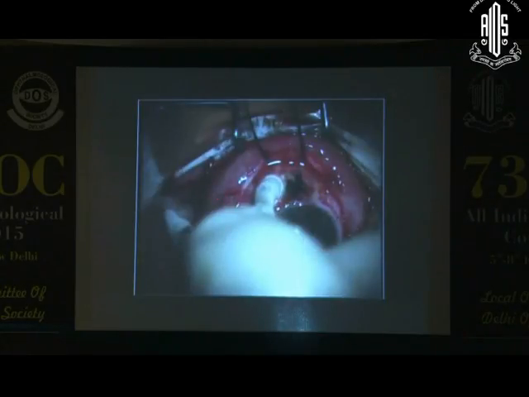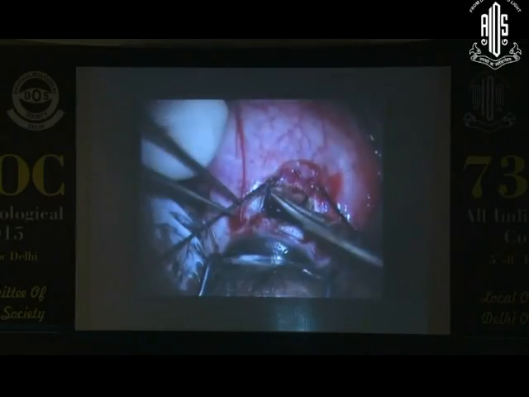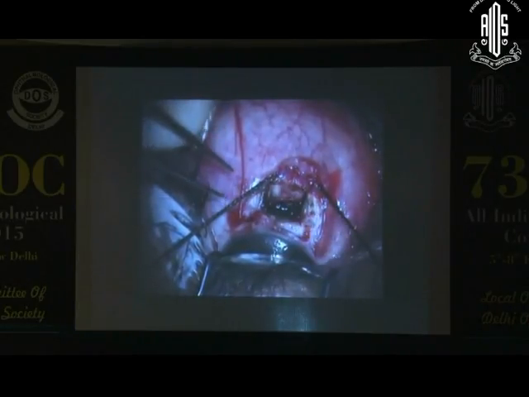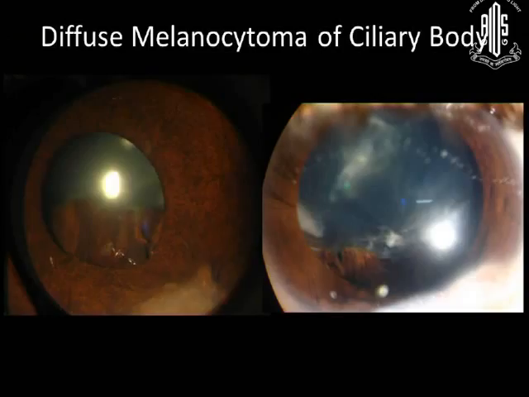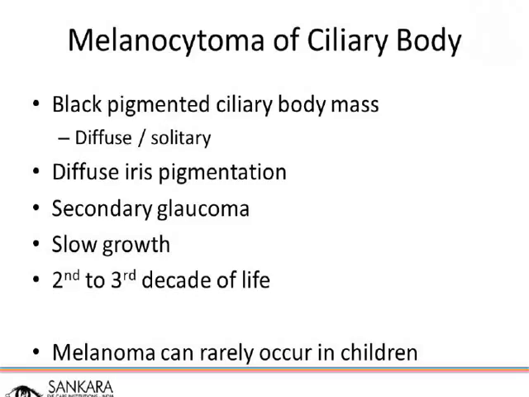And then subsequently, usually melanocytomas can be resected, but this was extending for more than 6 to 7 clock hours. So we did brachytherapy, and this is the regression of the tumor after brachytherapy. Usually it's not been described as a treatment modality. Usually they watch or enucleate the eye, but for the first time we did a brachytherapy, and this regressed after the brachytherapy. So this presents as a black pigmented ciliary body mass.